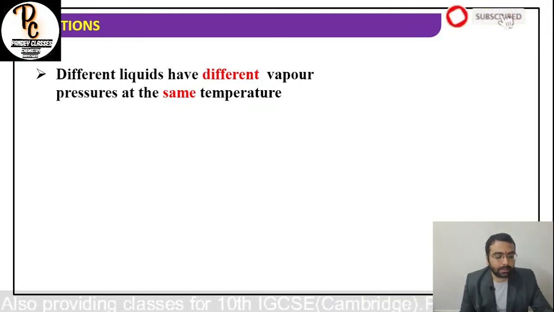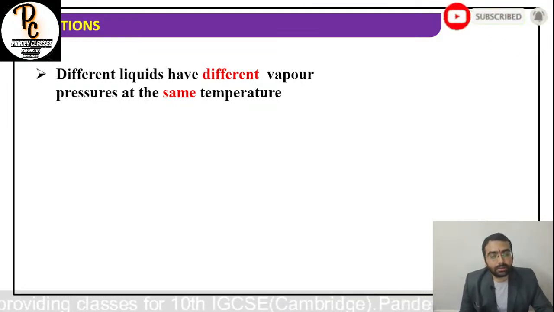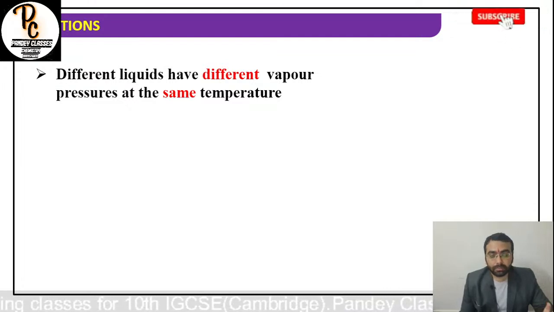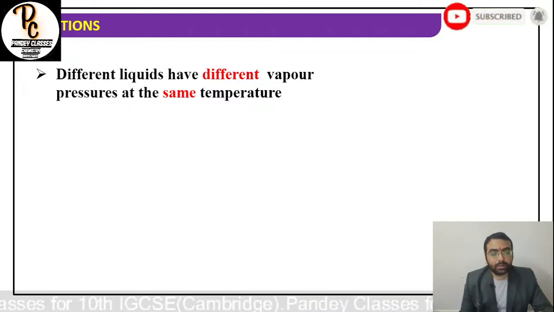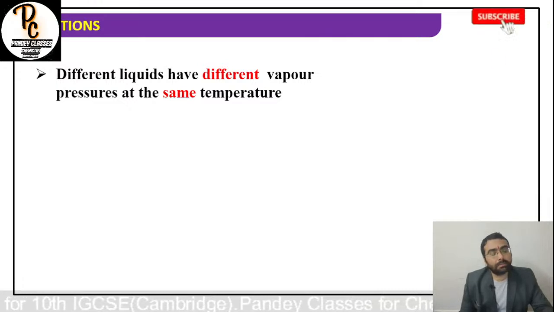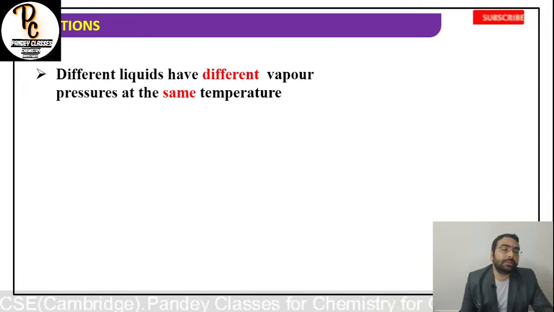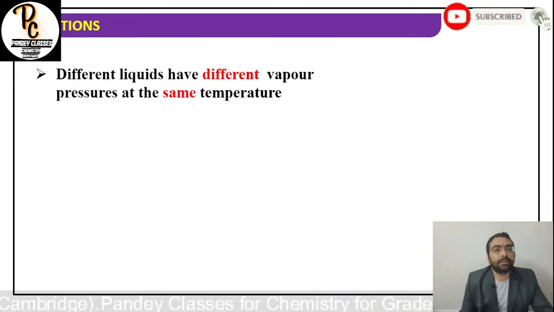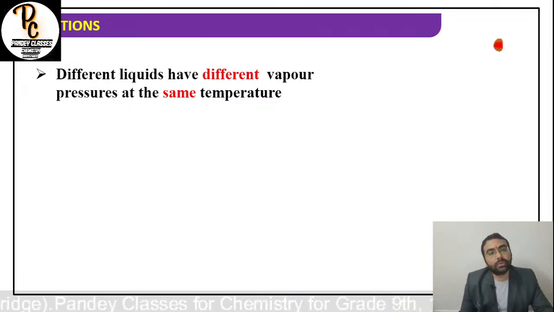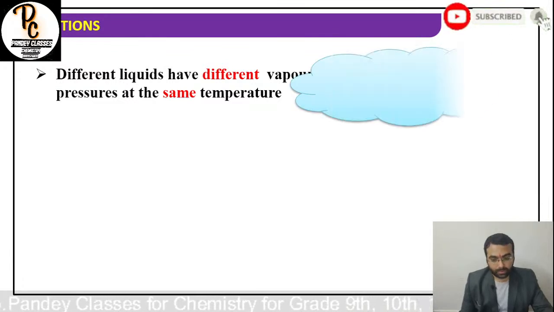So somewhere it depends on nature. This is the first thing: the nature of the substance or liquid. The second is temperature, because as the temperature increases, vapor formation increases, and if vapor formation is taking place at a higher rate, it will exert more pressure also. This is the first thing.